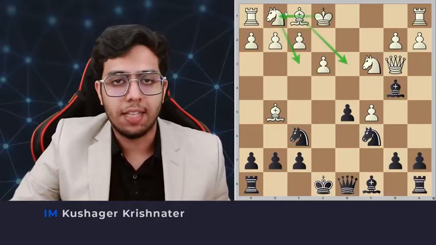White now has 2 critical tries. There is e3, long castle, and then there is knight f3, which is the main line of this chapter. Let's start with e3. So White tries to open up the diagonal for the bishop, and White wants to play knight f3 and short castle.